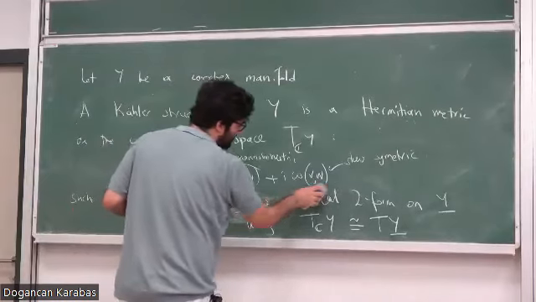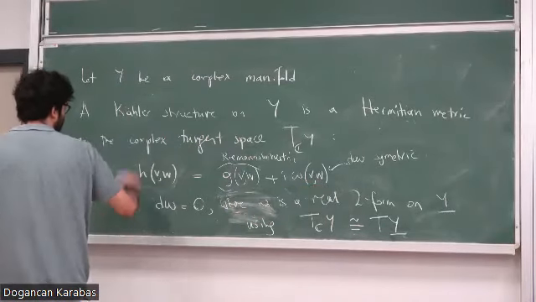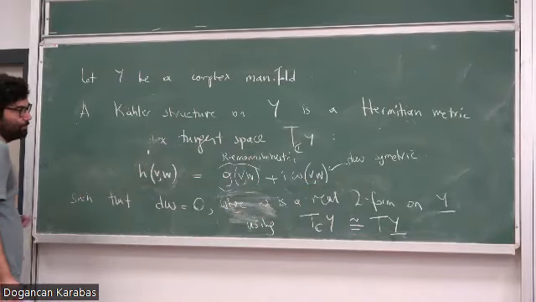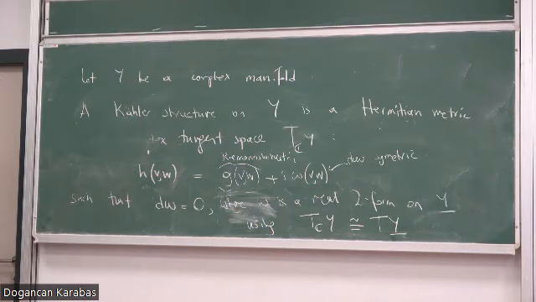So this is kind of the essential piece of data. And it's called the Kähler form. Okay, so this omega is called the Kähler form.